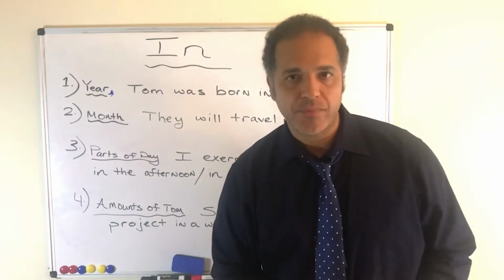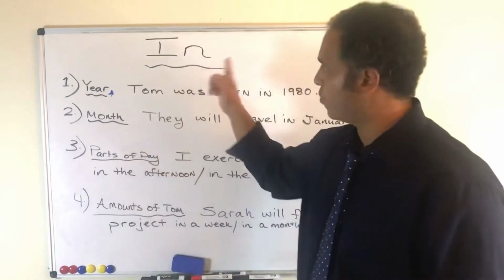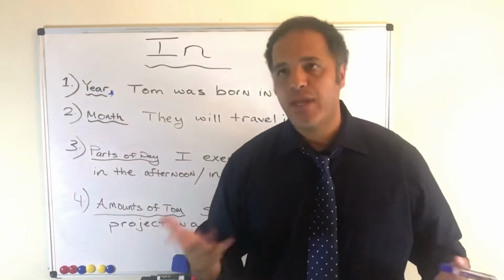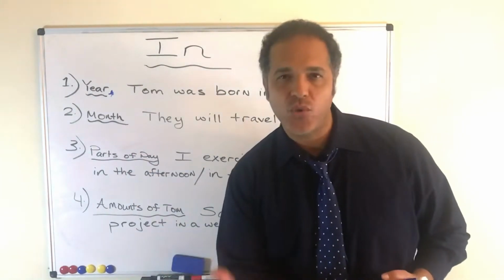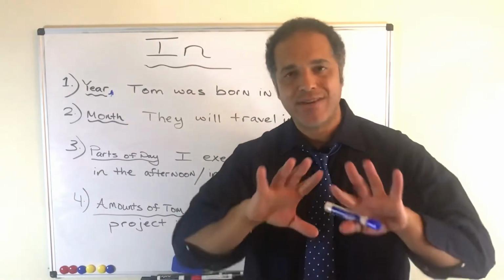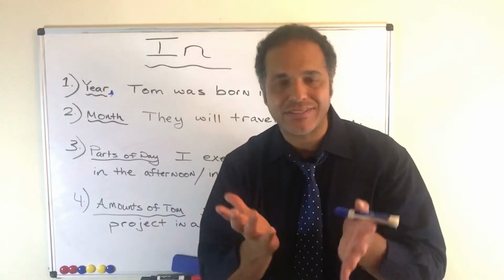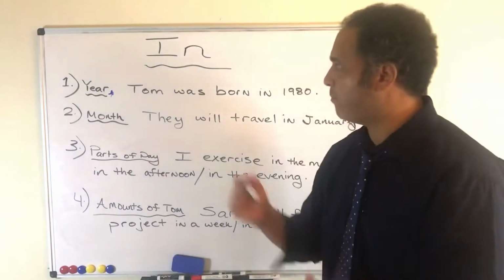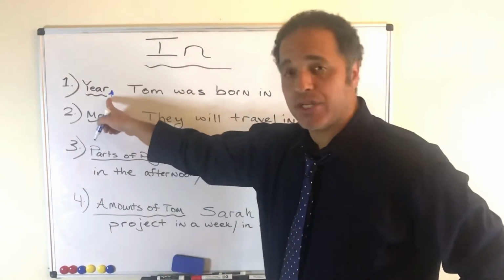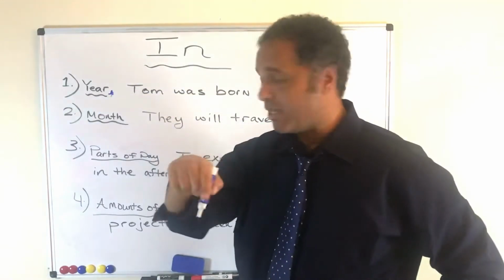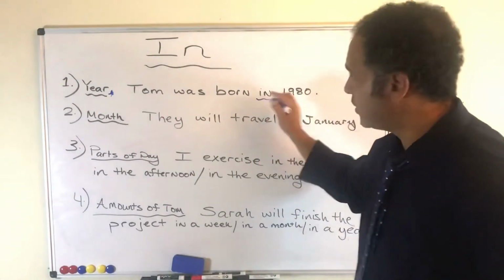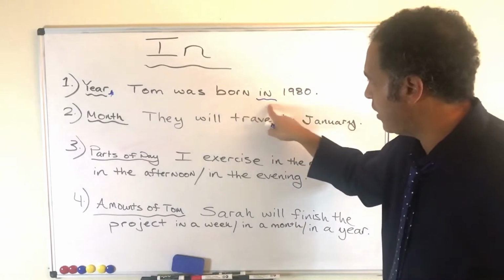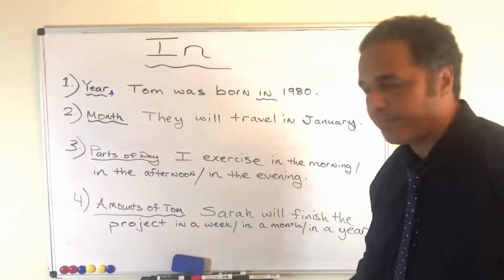Okay, so the first preposition that we are going to focus on is going to be in. And an easy way to help you know when we use this preposition, try to think about periods of time. And then that might help you, all right? For example, anytime that you are mentioning a year, an entire year, we use in. For example, Tom was born in 1980.